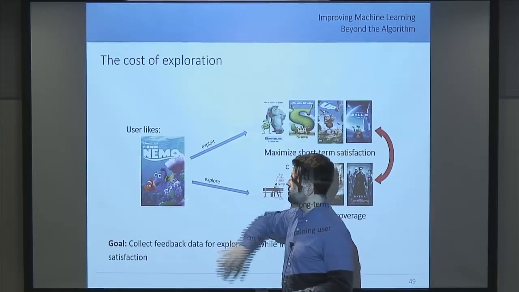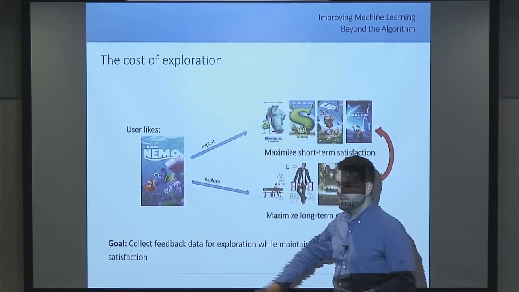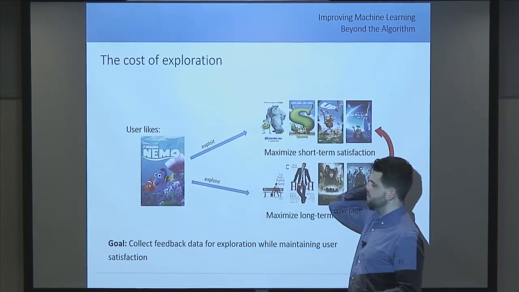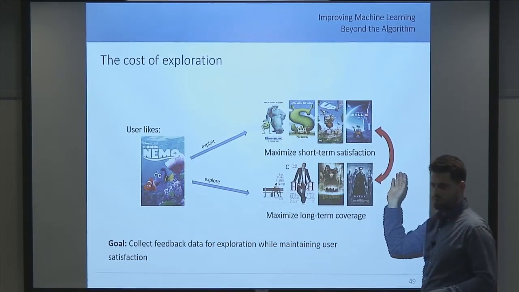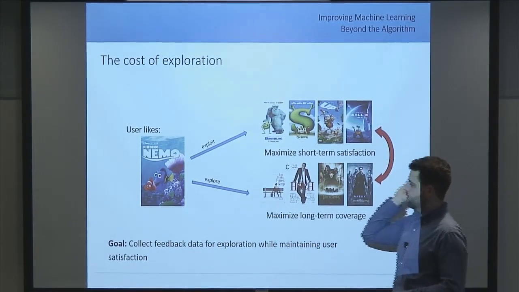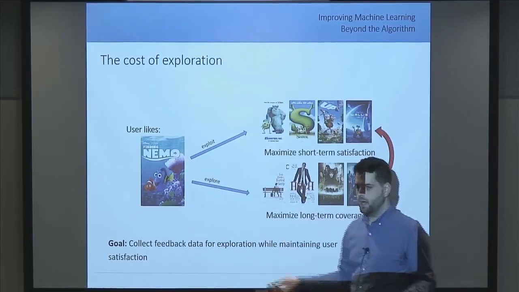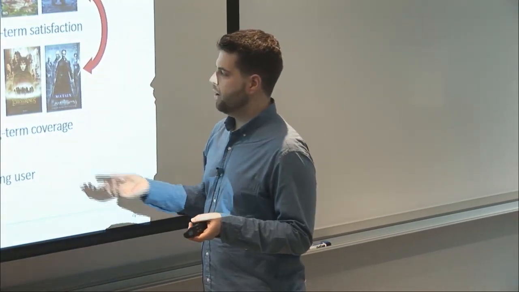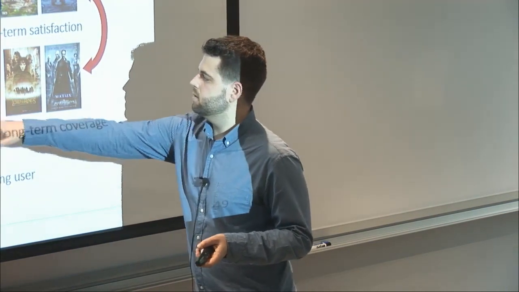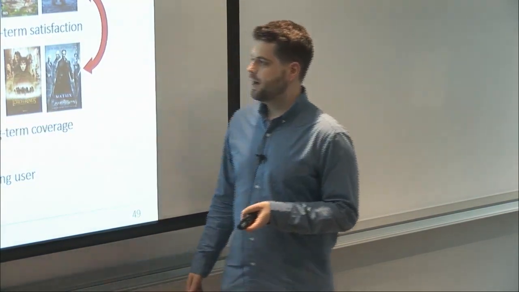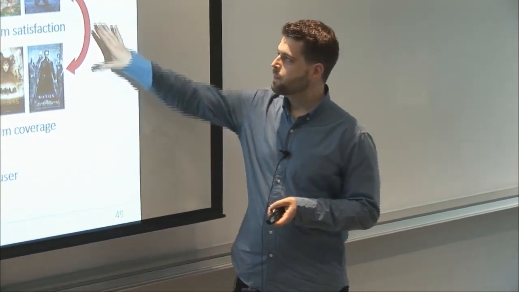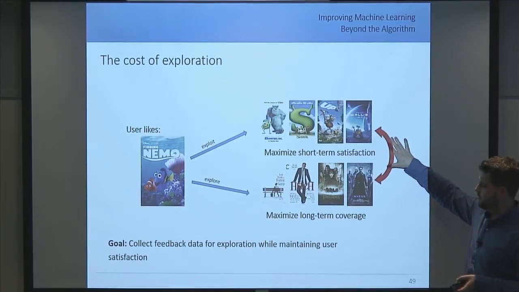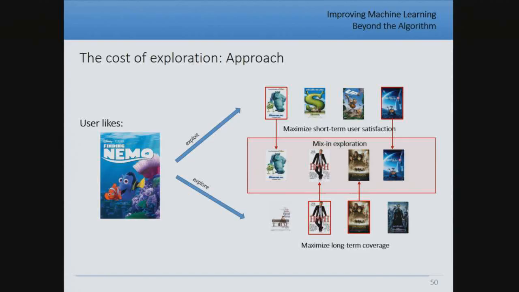Let's say you have a user that likes Finding Nemo. Based on that information, you could exploit that fully and recommend movies that are very similar in order to maximize short-term user satisfaction, or you could try to explore and cover all possible user interests, so you learn more about the user in the long run and make a diverse set of recommendations here. There's obviously this trade-off, and we studied it from a user perspective.